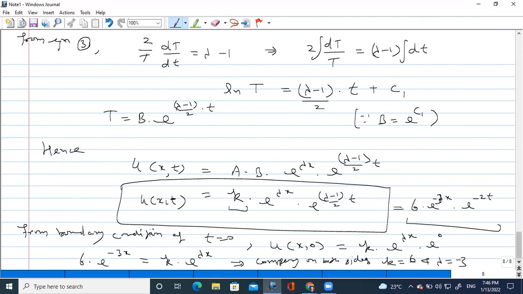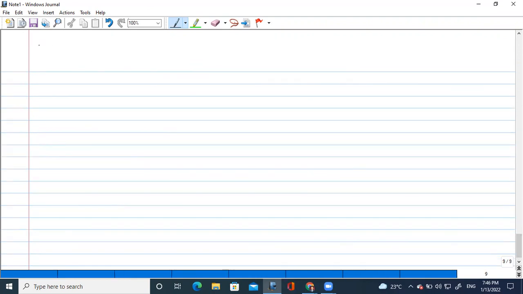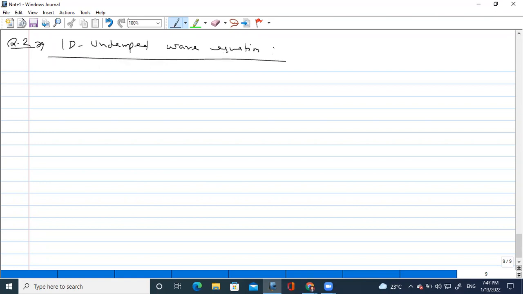So we will do the next question now. The next question I am taking is the one-dimensional undamped wave equation. Undamped means no friction is there, so free motion is there if you are doing it.